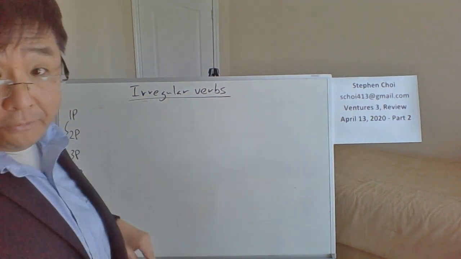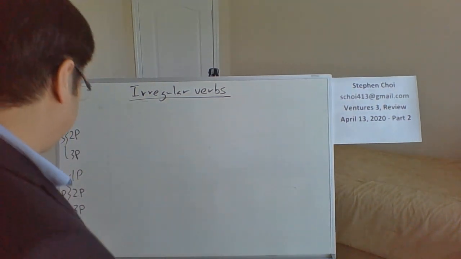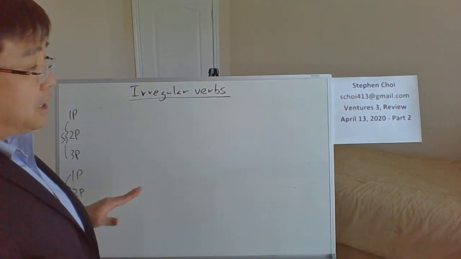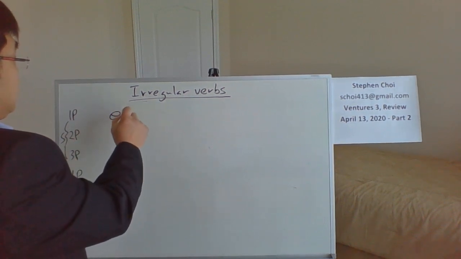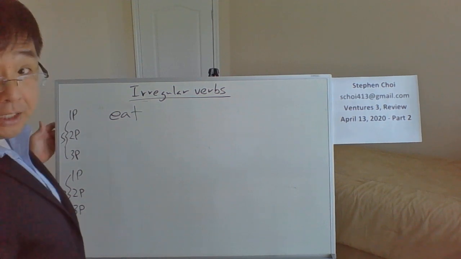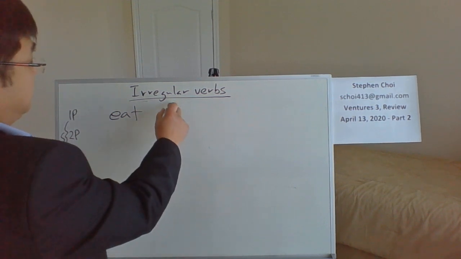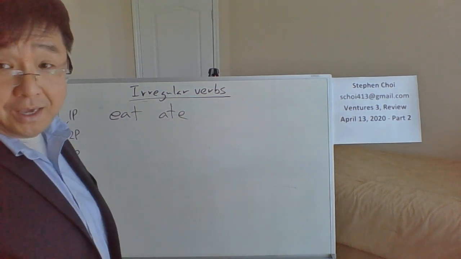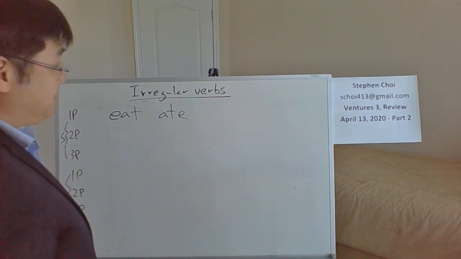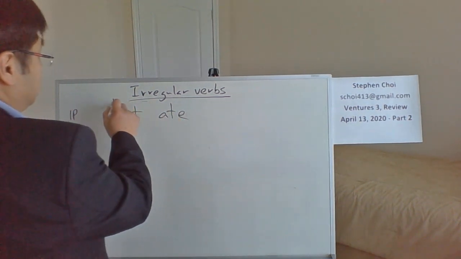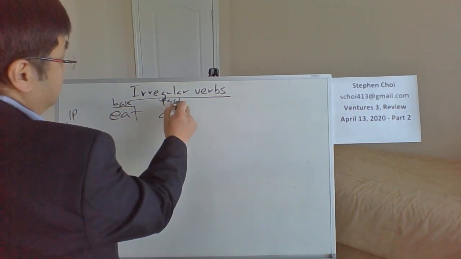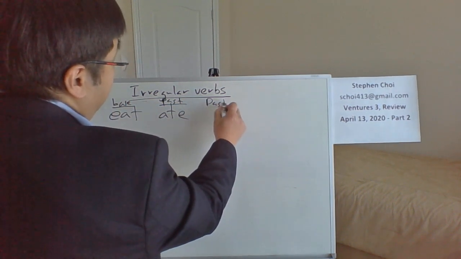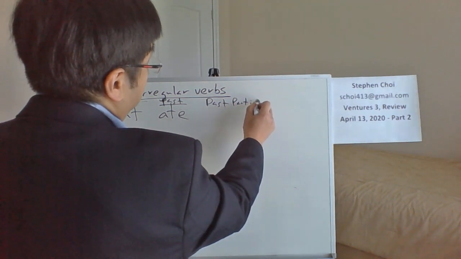All right, so that's that. Let's go to the irregular verbs. Let's do a little practice. If I say eat, that's the base form. What's the past tense? Ate. And what is the past participle? So this is the base, past, and this is the past participle.